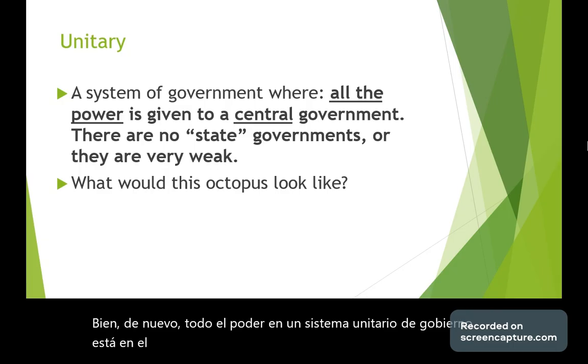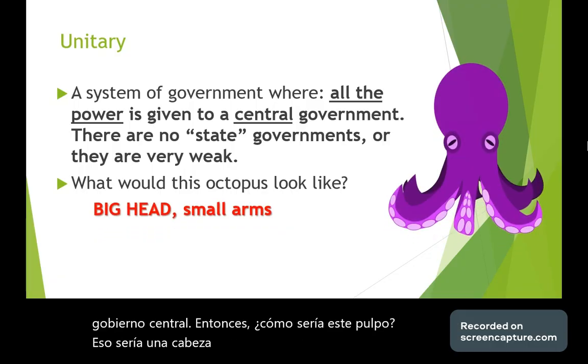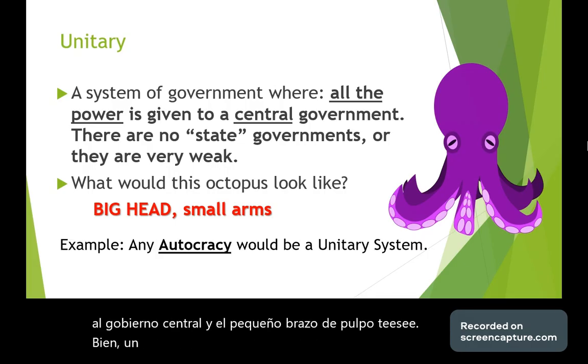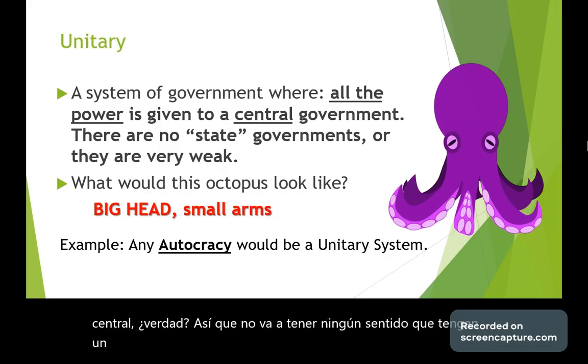So what would this octopus look like? Well, that would be a big head, because remember, the head represents the central government, and little tiny octopus arms. An example of this would be any autocracy would be a unitary system. Autocracies are focused on a strong central government with a central figure. So it's not going to make any sense that they would have strong state governments. Even if they do exist, why have them? This is an autocracy.